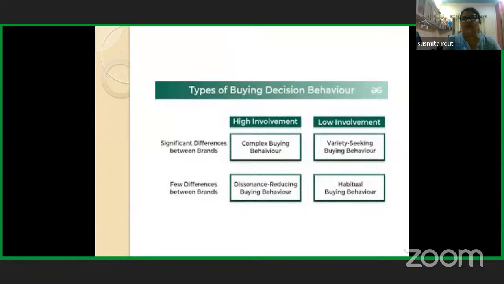Like for example, when you are buying a scooter, a camera, or a mobile phone. In those categories, you are paying either a moderate price or a high price. But the brands look almost alike. There are few differences between the brands.